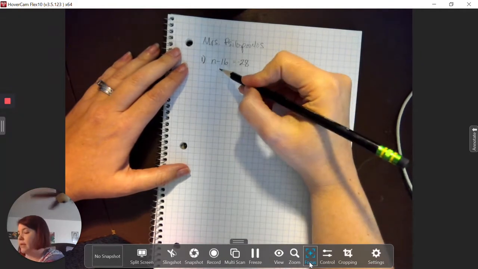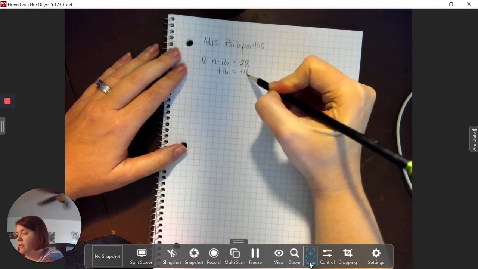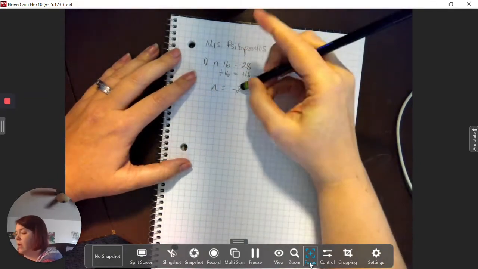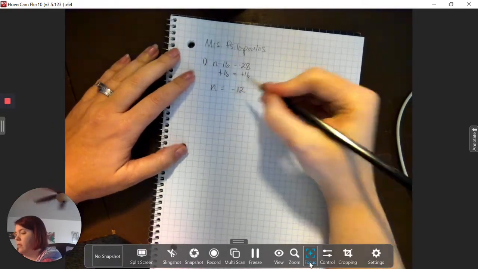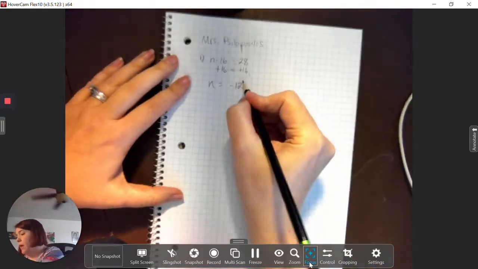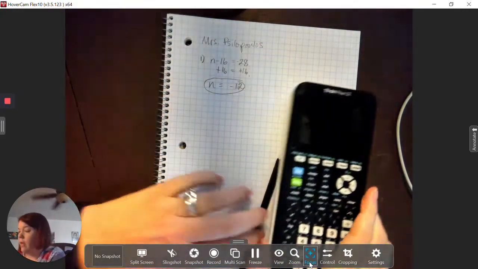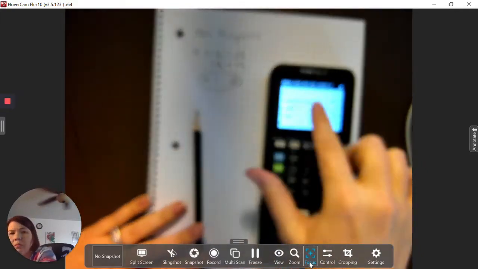I'm going to add 16 to both sides. And n equals negative 12. So there's my final answer. To check to see if I'm right, I'm actually going to use a calculator. And you can use any calculator. I'm going to use this one because you can type in the whole thing.